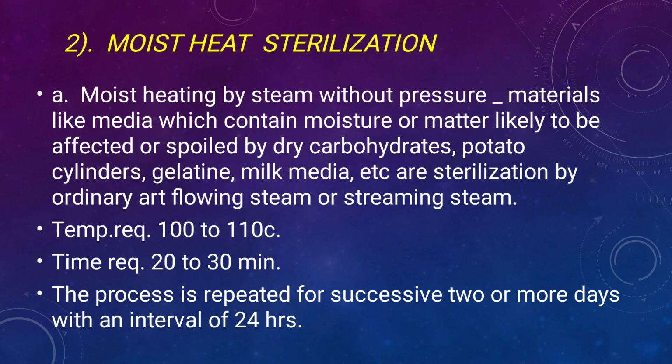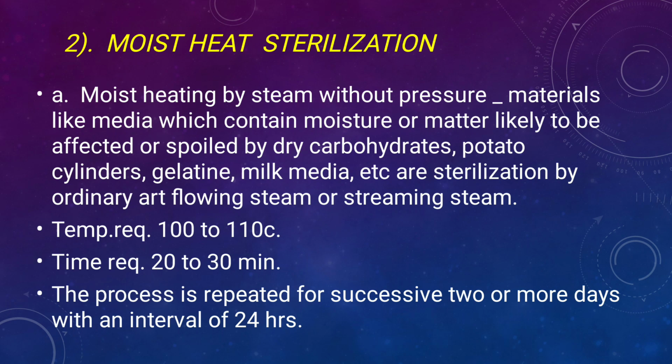Next one is the moist heat sterilization method. In that, two methods are involved. The first one is moist heating by steam without pressure. Here moist heating is done with steam, but there is no involvement of pressure. Materials like media containing moisture, or media that would be affected or spoiled by heat, such as carbohydrate media, potato cylinders, gelatin and milk media, etc., are sterilized by ordinary free-flowing steam.